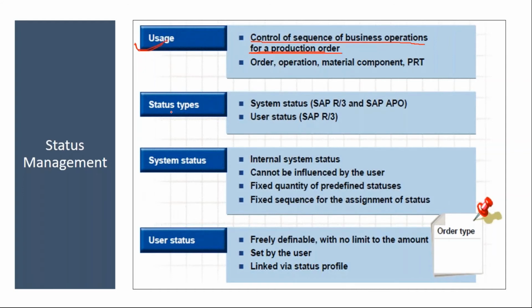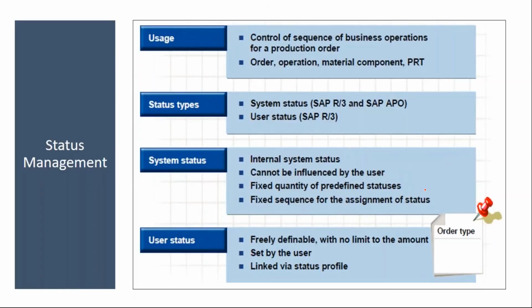As we just discussed, status types are two: system status and user status. System status is the internal system status. Only standard SAP will set the status. It cannot be influenced by the user. That means you cannot change it. It is standard. You cannot modify it. It has a fixed quantity of predefined statuses, so the statuses are already available in the system. It has a fixed sequence for the assignment of status. The system will assign in a sequential manner.